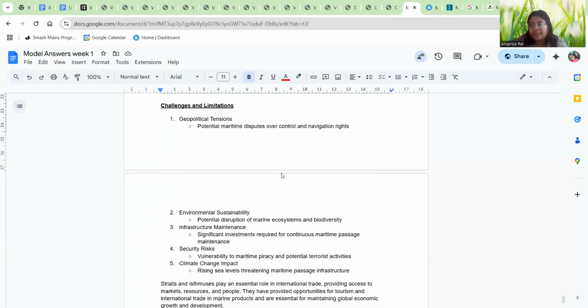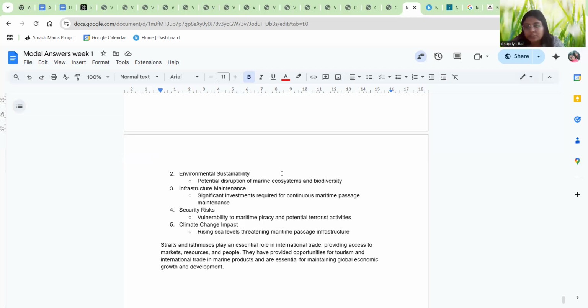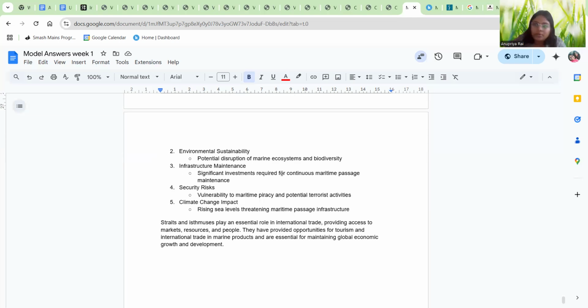Then there will be challenges and limitations in using straits and isthmus for international trade. First would be geopolitical tension, which is very forcible. Various countries would not allow other countries' commercial ships to sail through their exclusive economic zone, even though that is prohibited. It will also lead to challenges of environmental sustainability, like disruption of the maritime ecosystem and biodiversity.